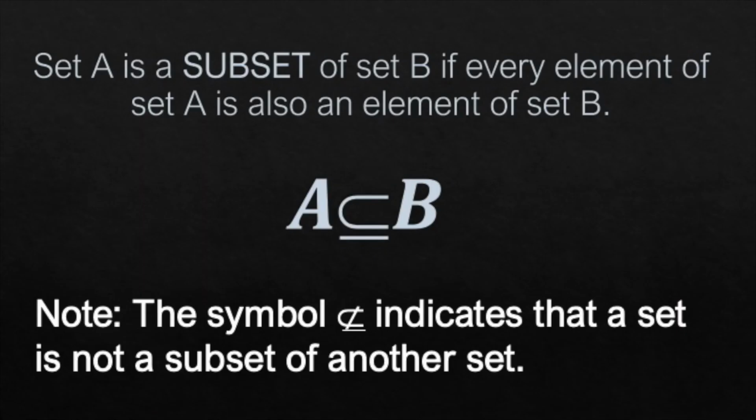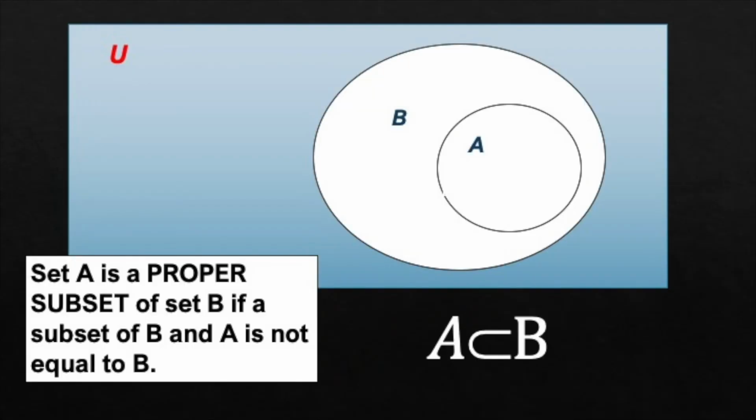So what is a subset? Set A is a subset of set B if every element of set A is also an element of set B. It is written in symbols. Note, the symbol of subset having a slash in the middle indicates that a set is not a subset of another set. Set A is a proper subset of set B if A is a subset of B and A is not equal to B. So here's the symbol.